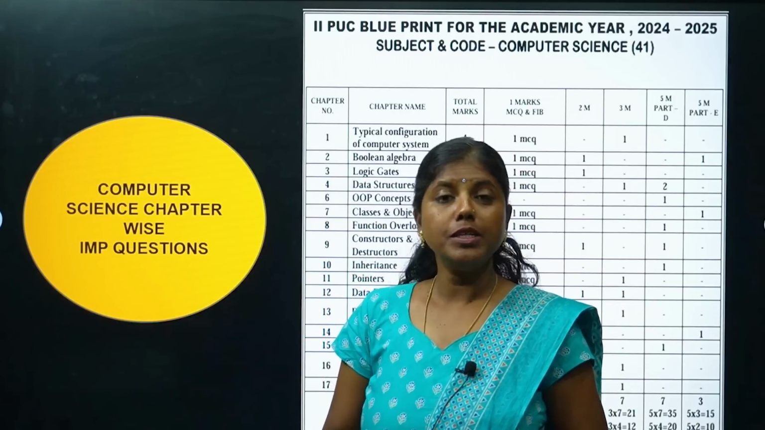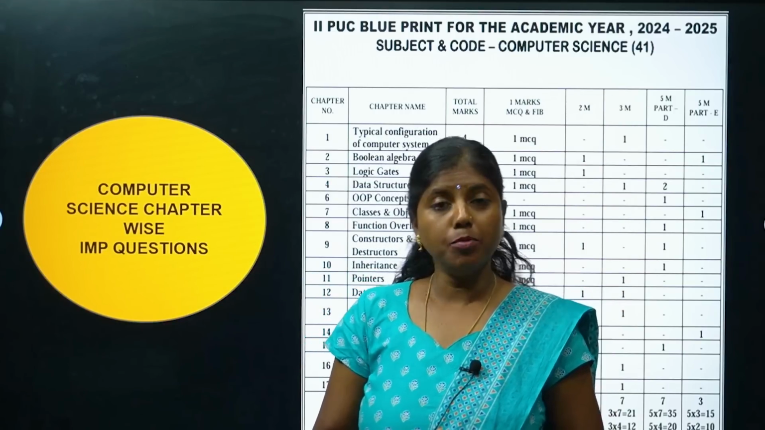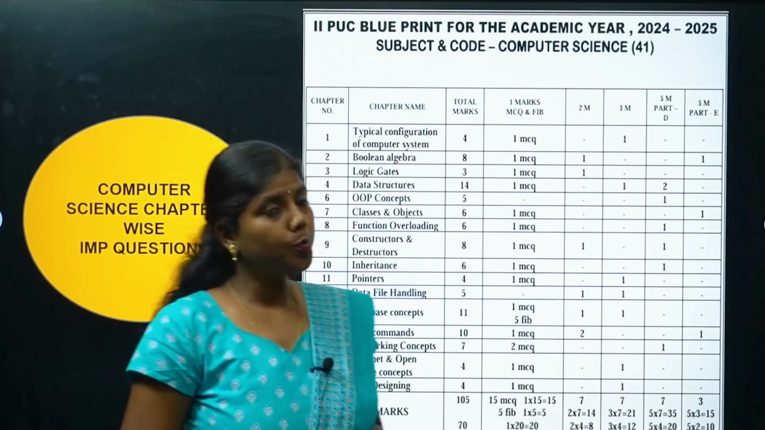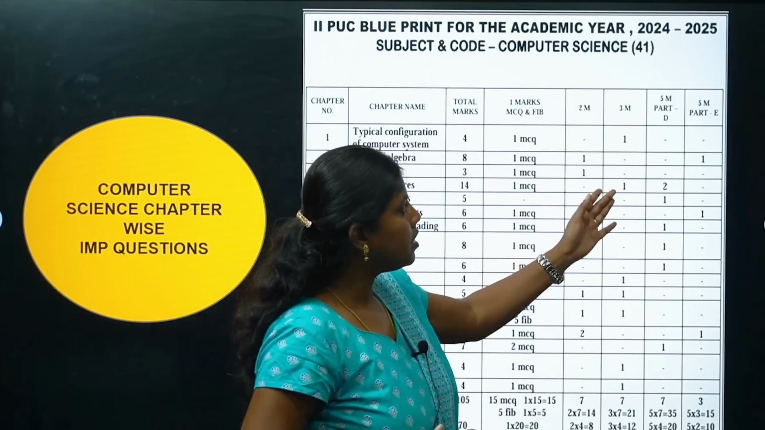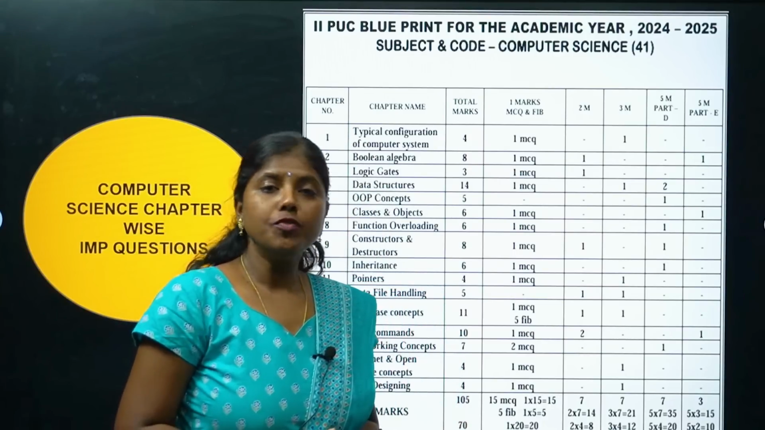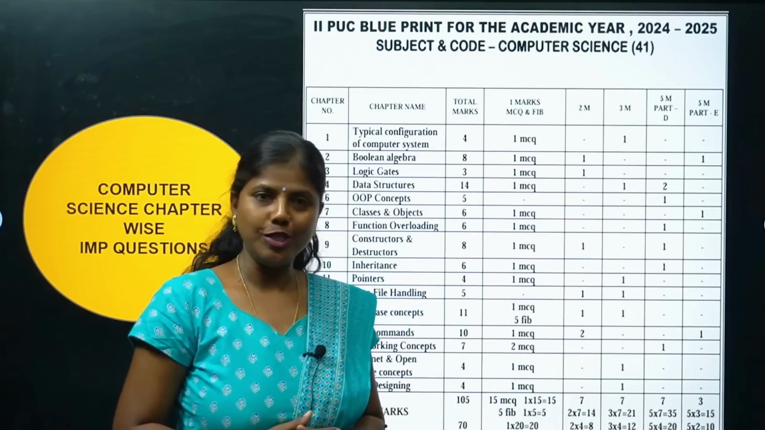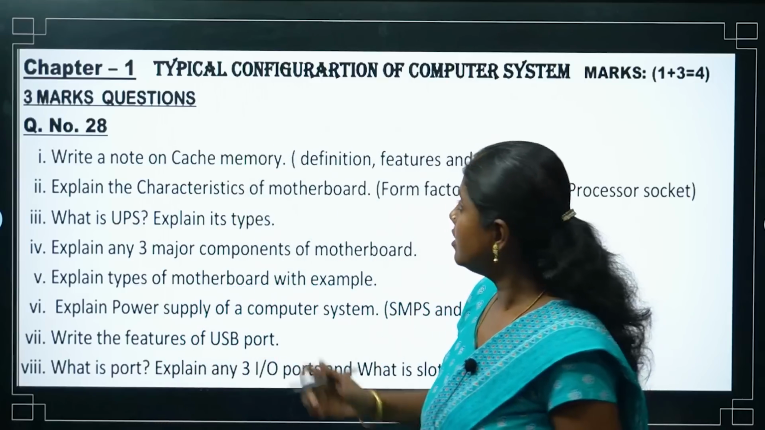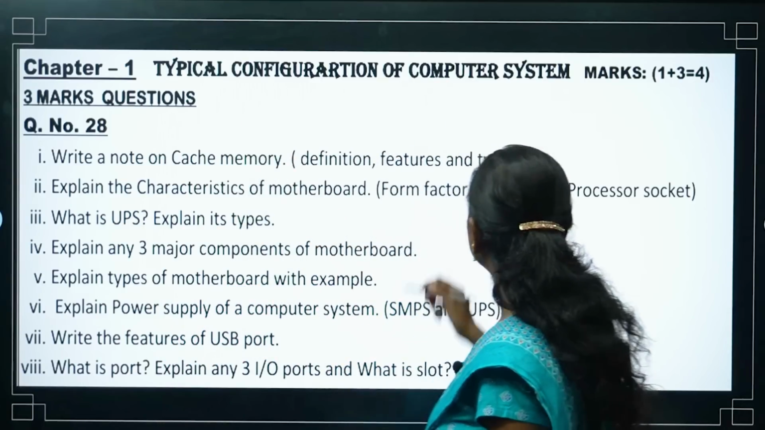In this session, we'll be discussing the computer science important questions. According to the blueprint, we'll discuss the important 2 markers, 3 markers, and 5 markers questions. So without further delay, let's start the video. Let's start with the first chapter, which is going to be the typical configuration of a computer system.